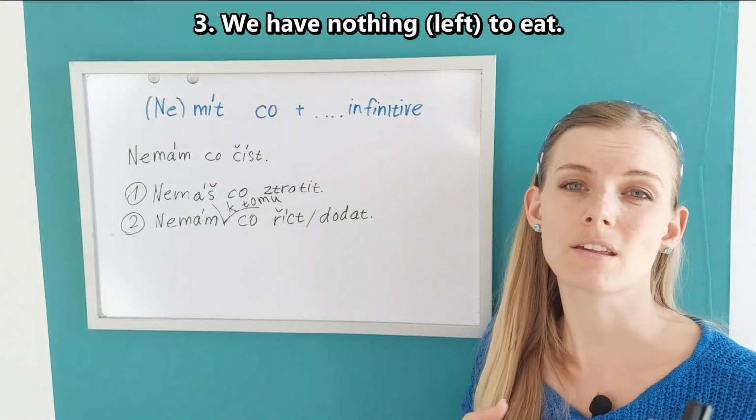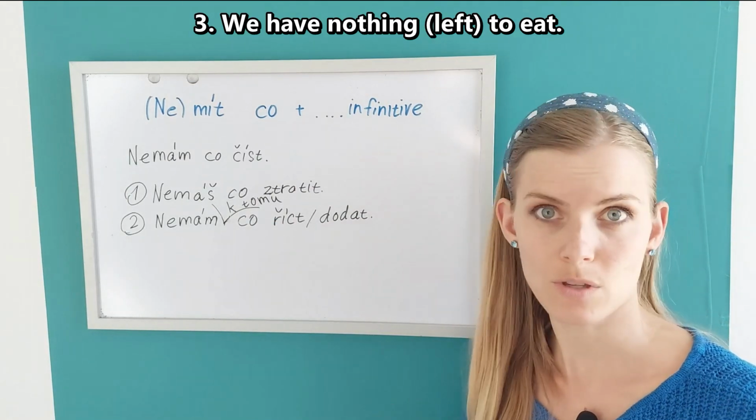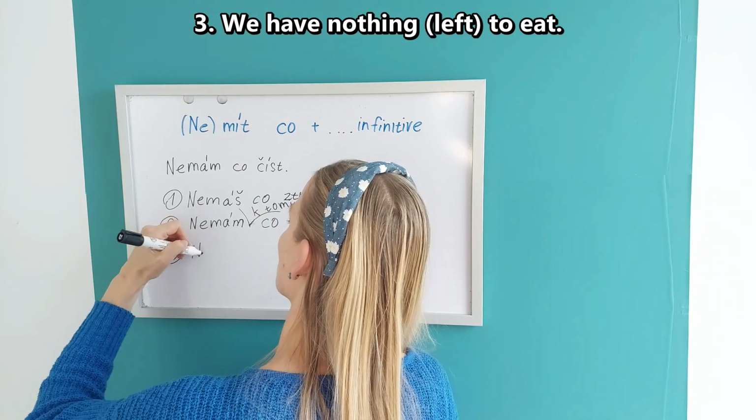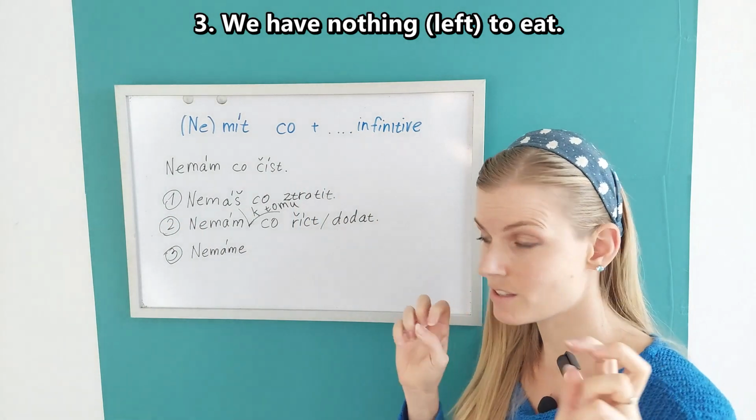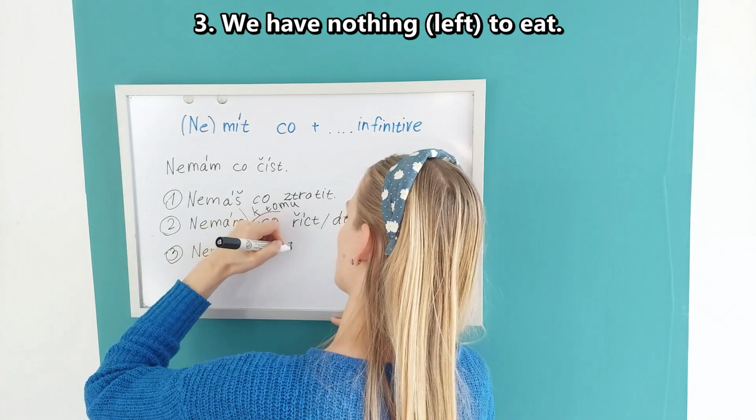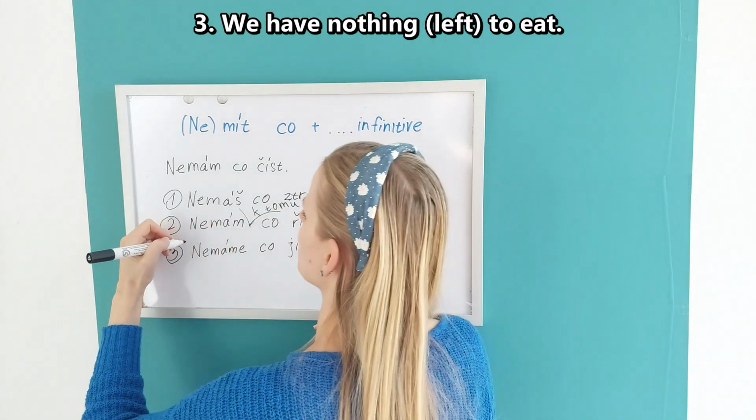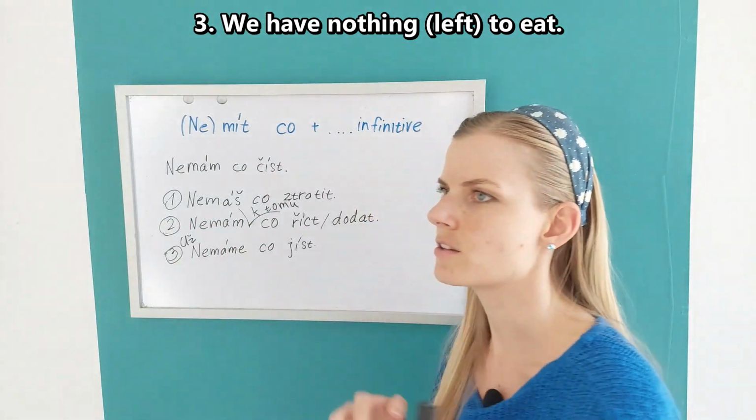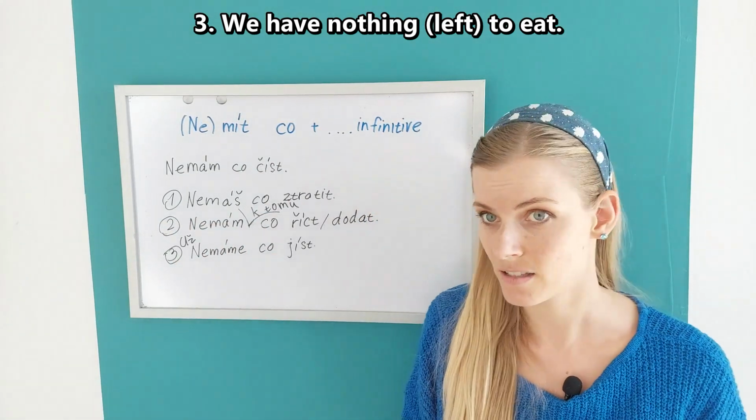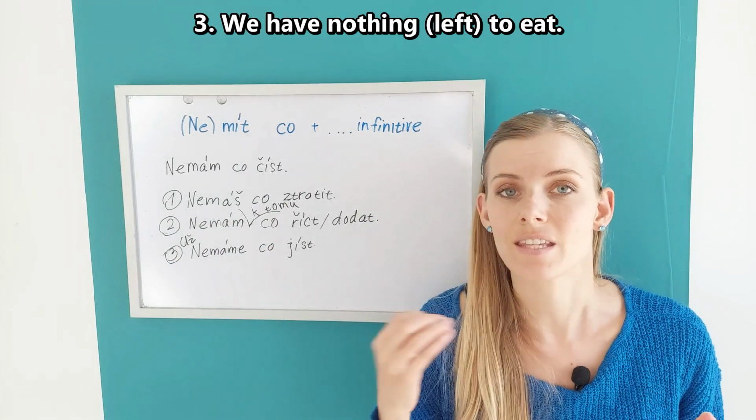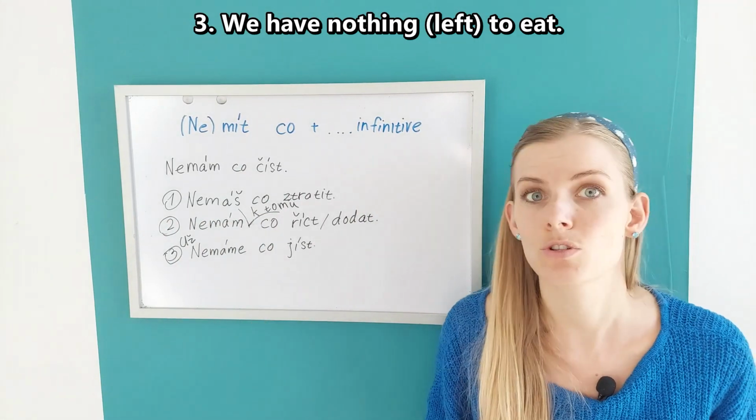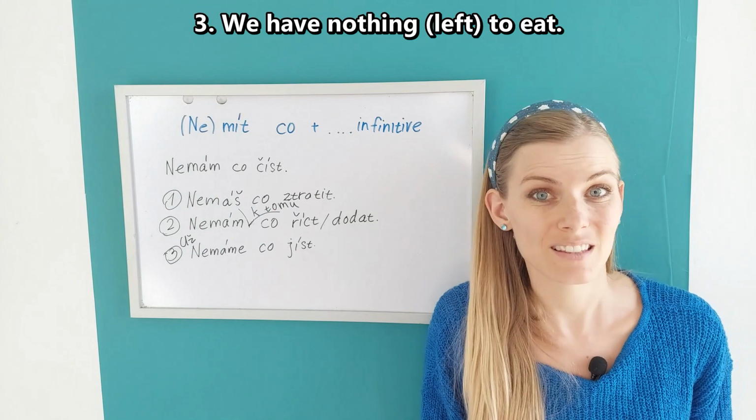Číslo 3. We have nothing to eat. We have nothing left to eat. We don't have, nemáme, what to eat, co jíst. Nemáme co jíst. You could also add, už nemáme co jíst. Imagine you went for a hike and then you packed your snacks and then you realized you've eaten everything, so you say, už nemáme co jíst. We have nothing left to eat.